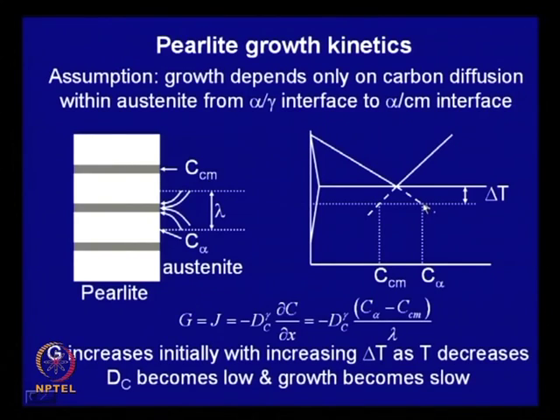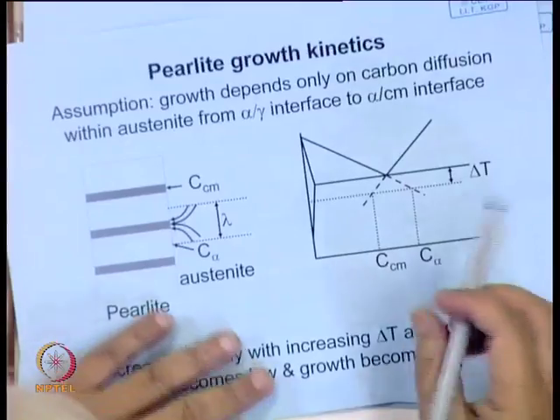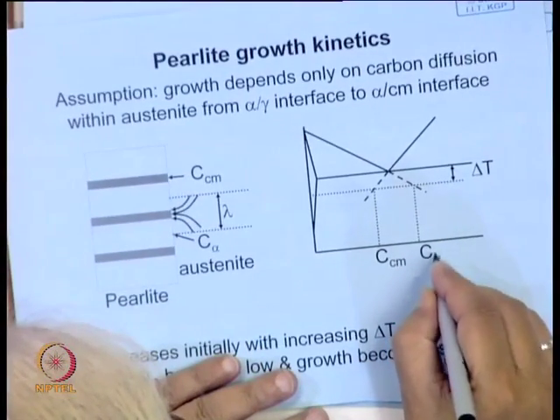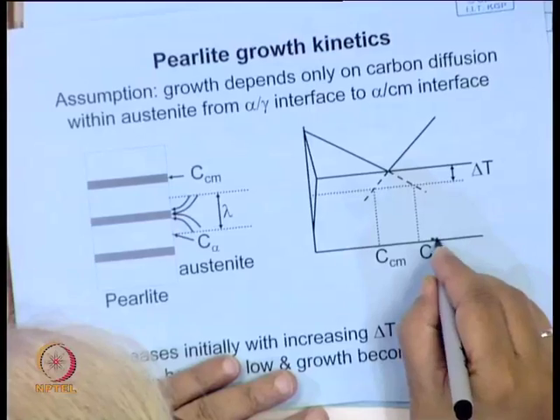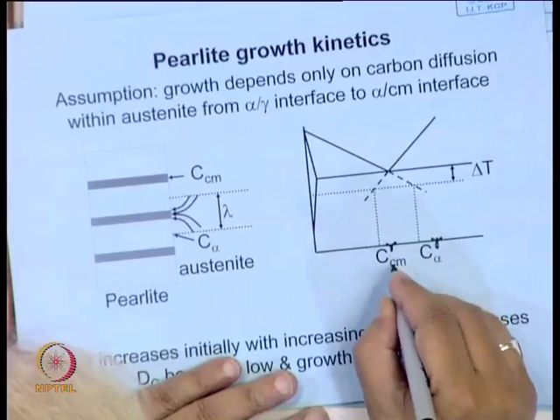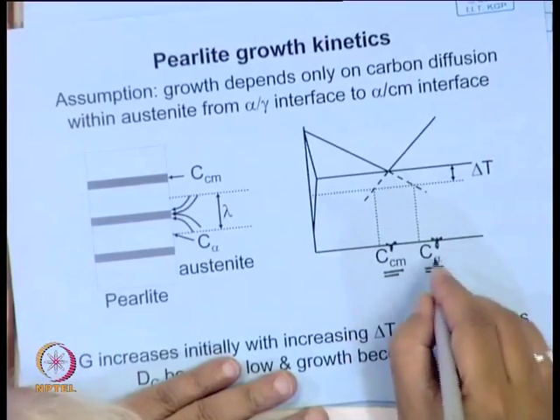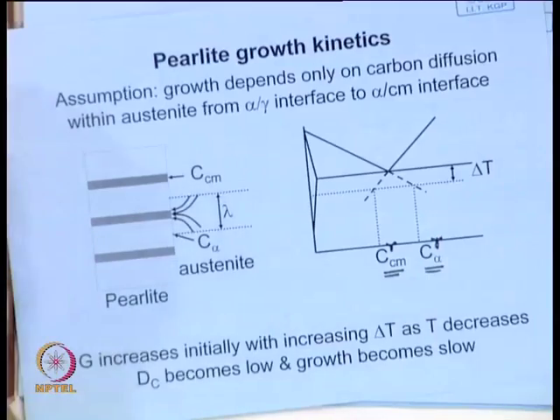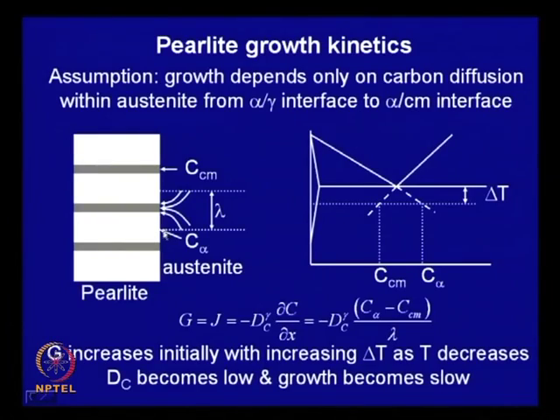This is the carbon concentration in austenite. Rather, if there is a confusion, we should write it like this: this is the carbon concentration in alpha near the gamma interface, and this is the carbon concentration in gamma near the cementite interface. So, there is a difference in carbon concentration. Here you have more carbon, so this carbon will diffuse inside also. Here also you have 0.8% carbon, mind you. So, from here also there is a concentration gradient, and it will start diffusing.